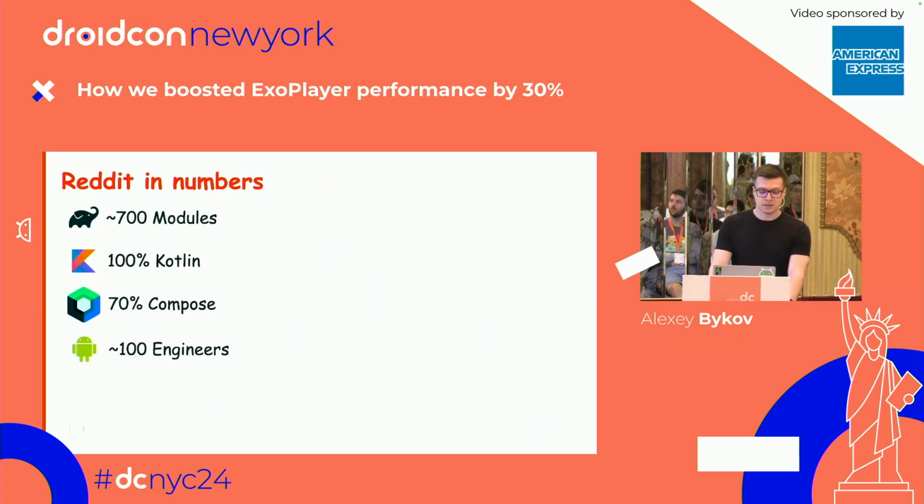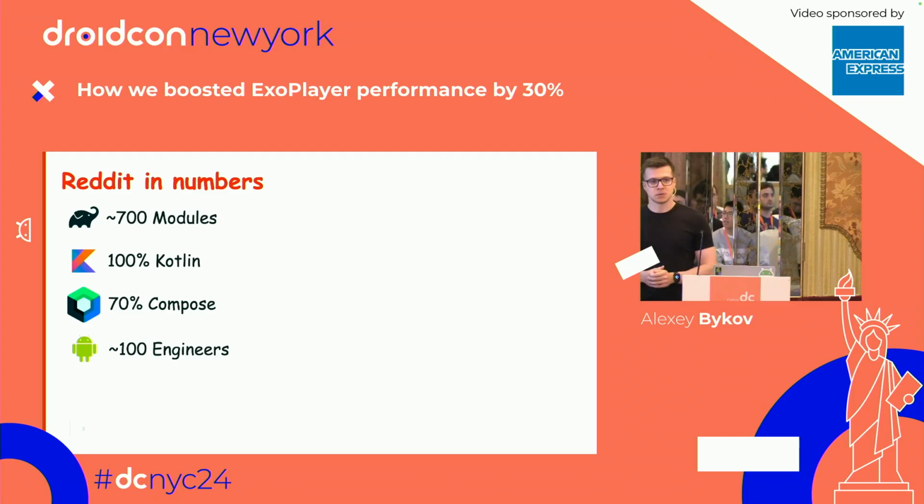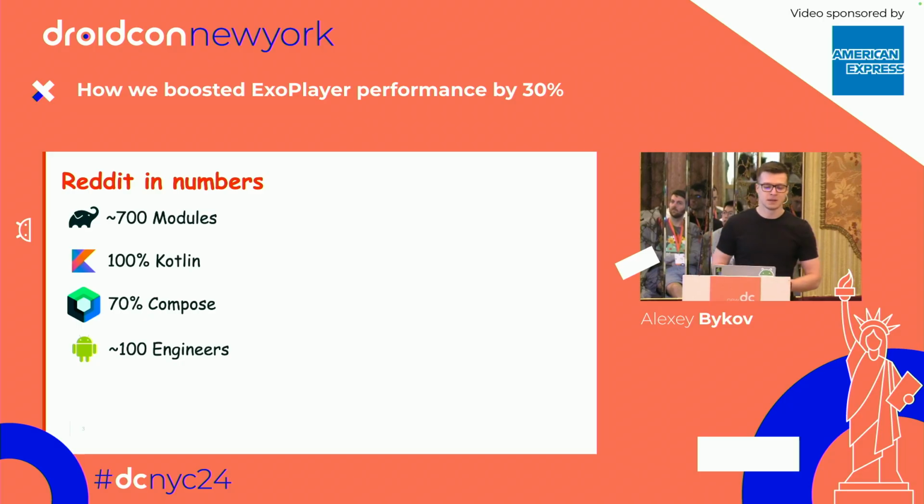A bit about Reddit. Reddit is a platform where users can vote, post, and comment on organized topics known as subreddits. We have about 700 Gradle modules. We're 100% Kotlin. 70% of our screens are migrated to Jetpack Compose. And to deal with all of this stuff, we have almost 100 Android engineers.